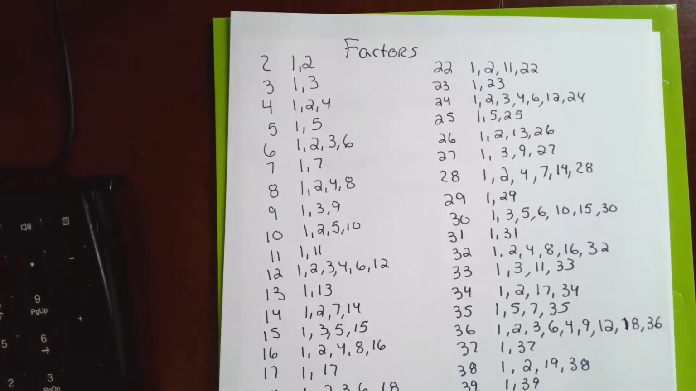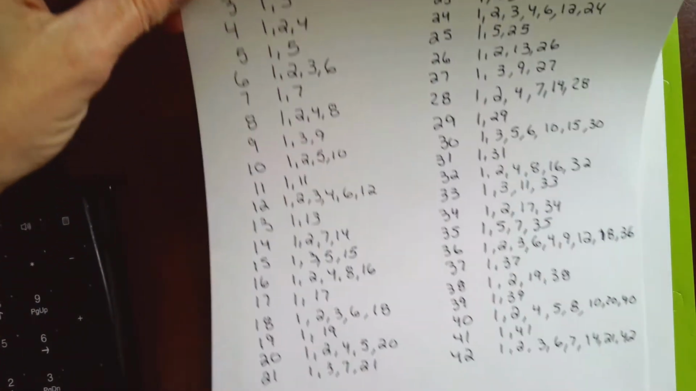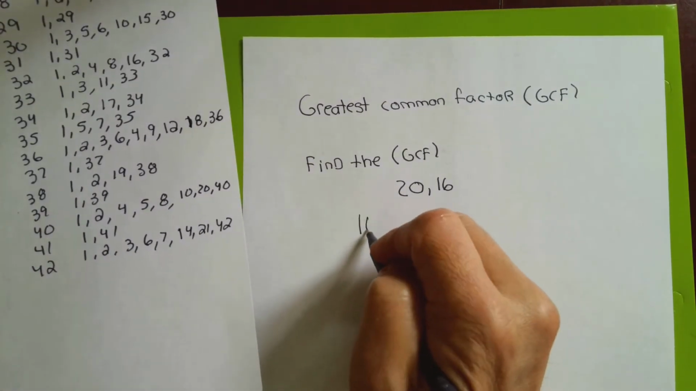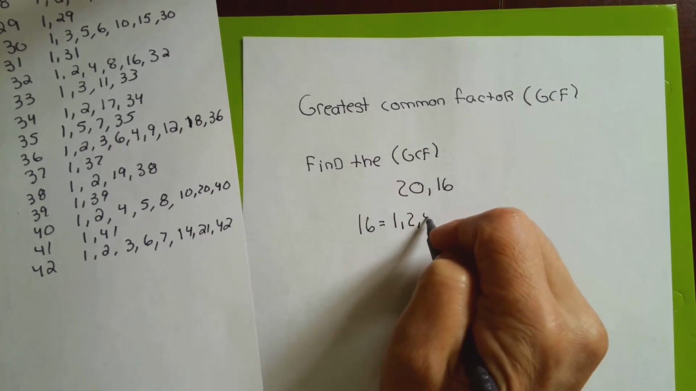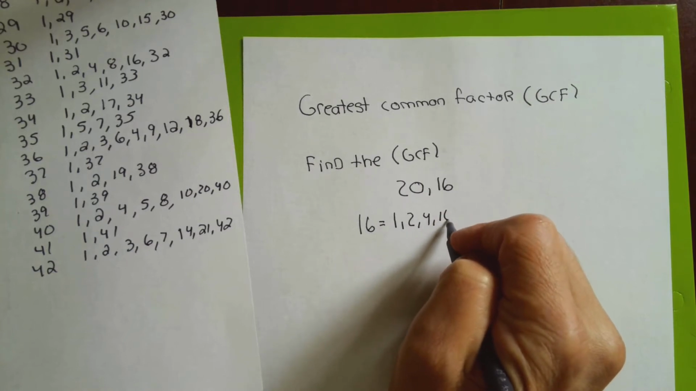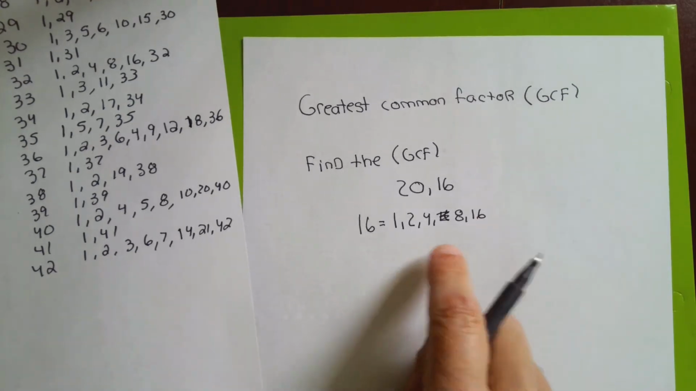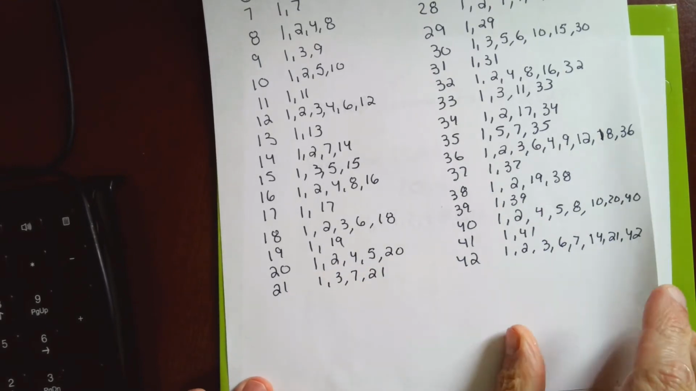Because we need to know factors quickly in this chapter, I made a list of factors, and I'll quickly find the factors of 16. The factors of 16 are all the numbers that divide evenly into 16. So the factors of 16 are 1, 2, 4, 8, and 16. Those are all the numbers that if you did 16 divided by any of those, you wouldn't get a fraction. The factors of 20 are 1, 2, 4, 5, 10, and 20.